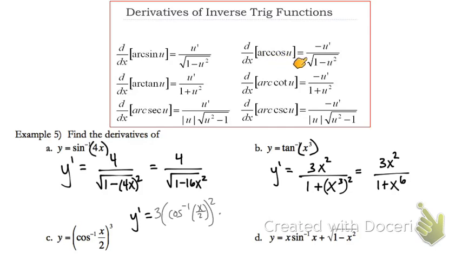So here we have the derivative of cosine inverse. So it's negative u prime over the square root of 1 minus u squared. Remember my u is in here. So the derivative of that is 1/2. So negative u prime would be negative 1/2 over the square root of 1 minus, and then my u is x over 2, squared. And again, there are ways you can simplify that, but I'm not going to take the time right now to do so.